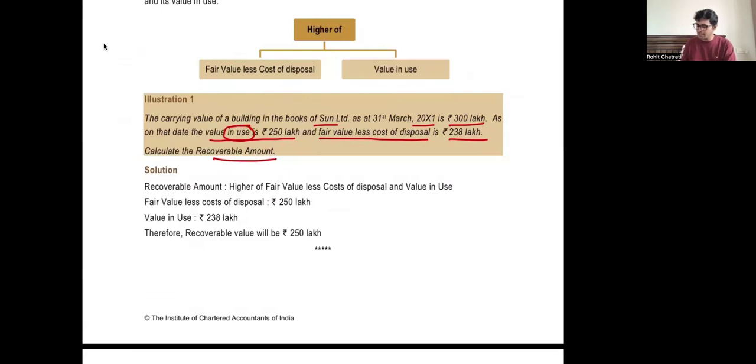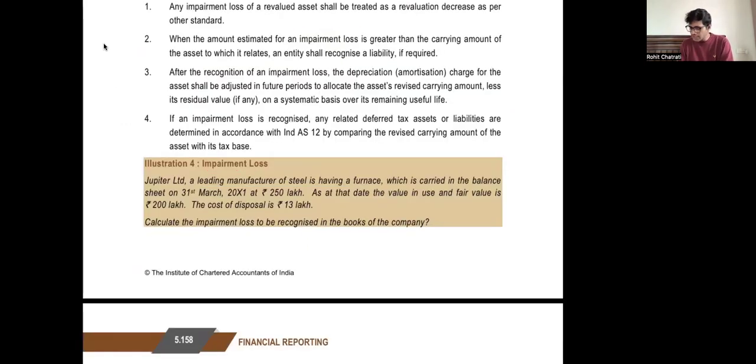The institute solution is restricted only to the calculation of recoverable amount, which is equal to rupees 250 lakhs. All right, with that, we're done with illustration 1. Now let's do illustration number 4.